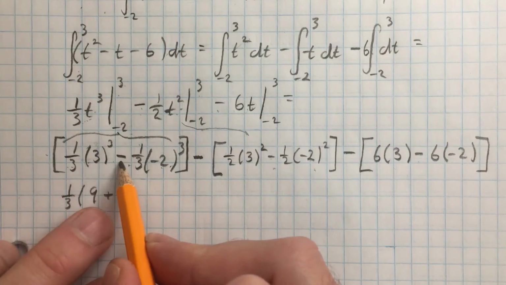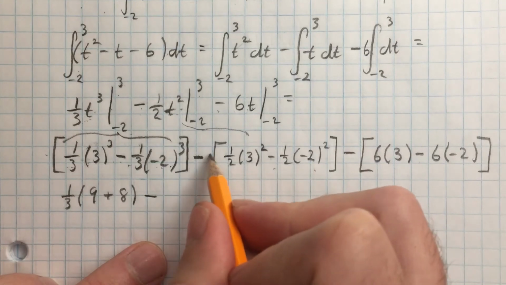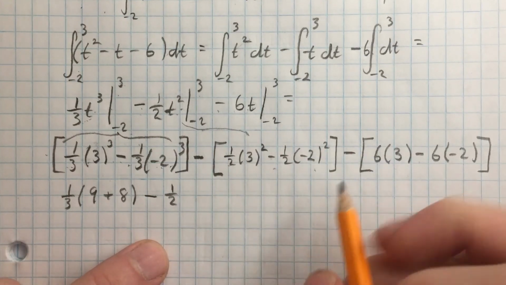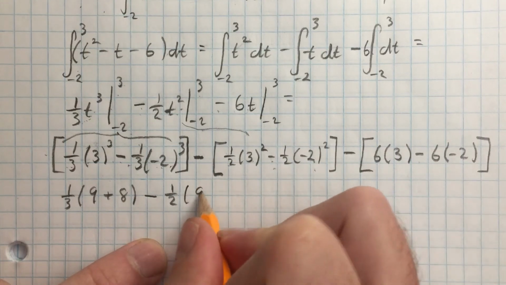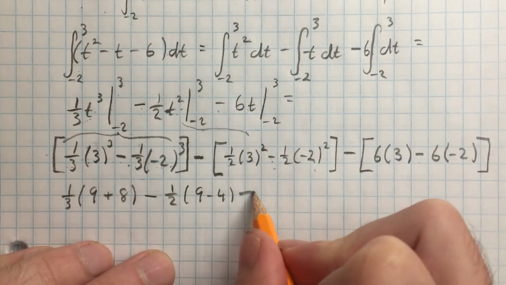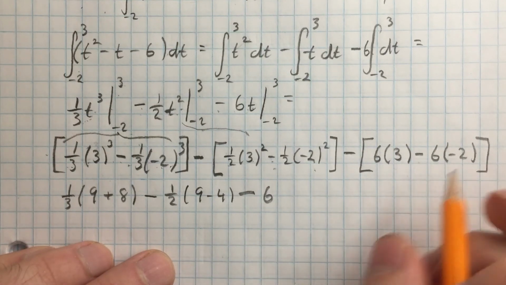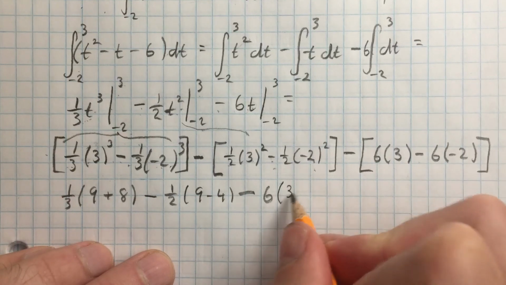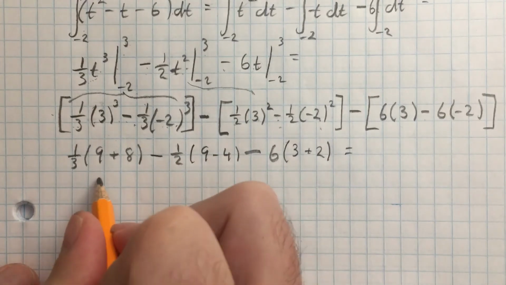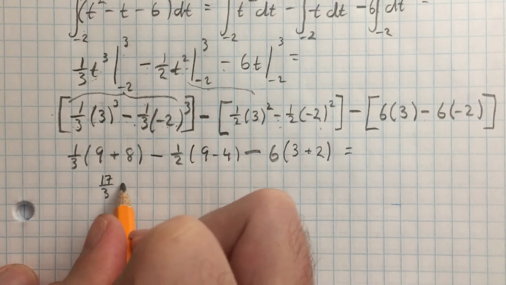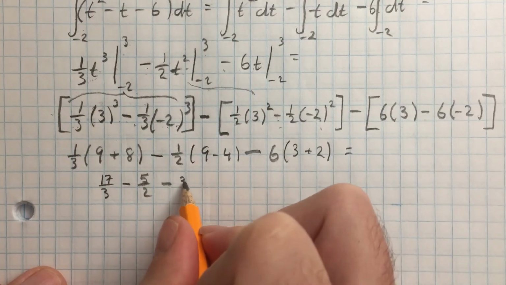So 9 minus negative 8 would be 9 plus 8. Minus, again, the 1/2 could have been left out here. I'm going to pull it out now just for ease of calculation. We'll have 9 minus 4. And then finally we have the 6 could be pulled out, and we'll have 3 minus negative 2 on the inside. Okay, just continue with the calculation. Again, a little burdensome here. 17 thirds minus 5 halves minus 30.